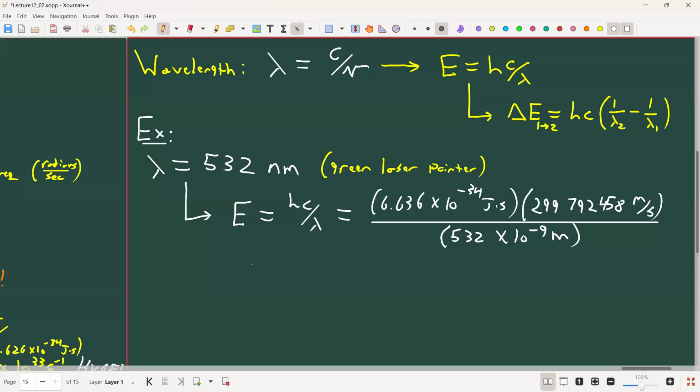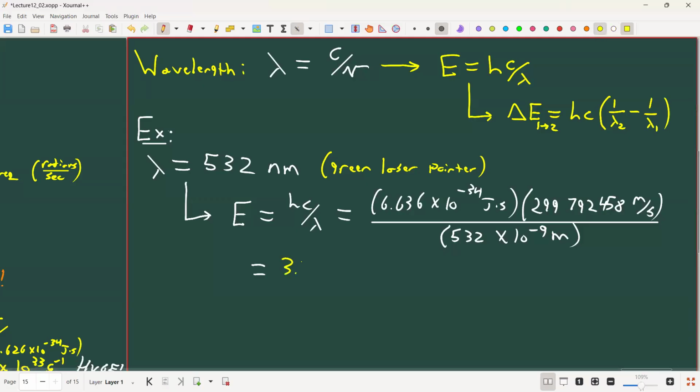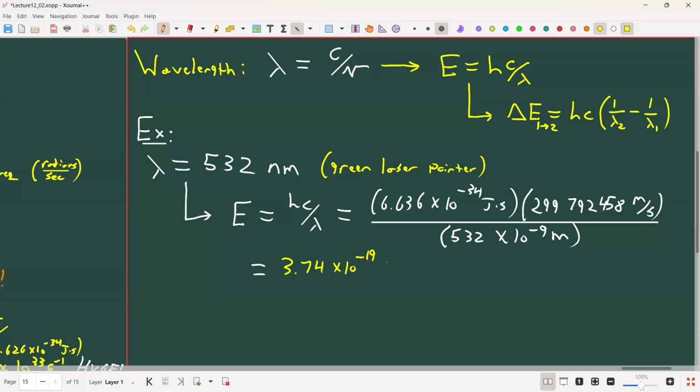Okay, so we can calculate that. That's going to give us an energy in joules, right? The seconds cancel out, the meters cancel out. We're just left with joules. And this is equal to 3.74 times 10 to the minus 19 joules. All right, well, that's not very much energy, right? But that's how much energy 1 photon at 532 puts out. This is the energy of 1 photon.